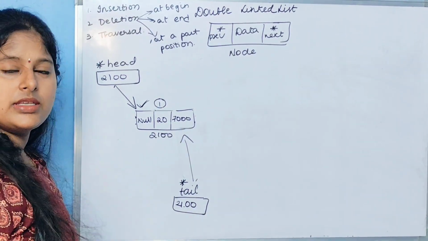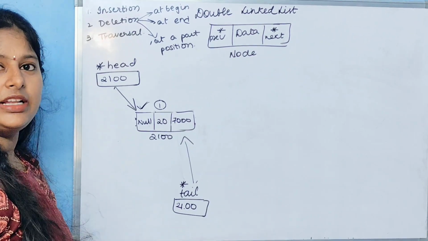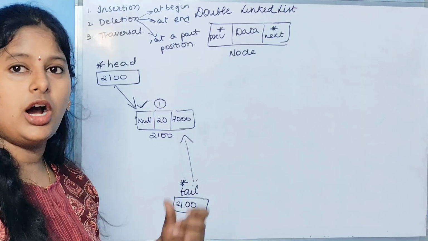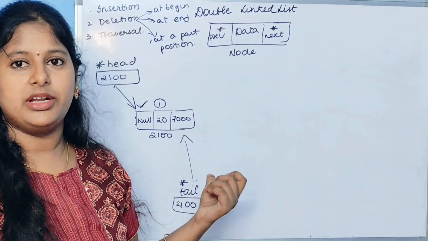Right? This is how you perform insertion and deletion operations in the double linked list. I hope you all have understood how to perform the operations on double linked list.